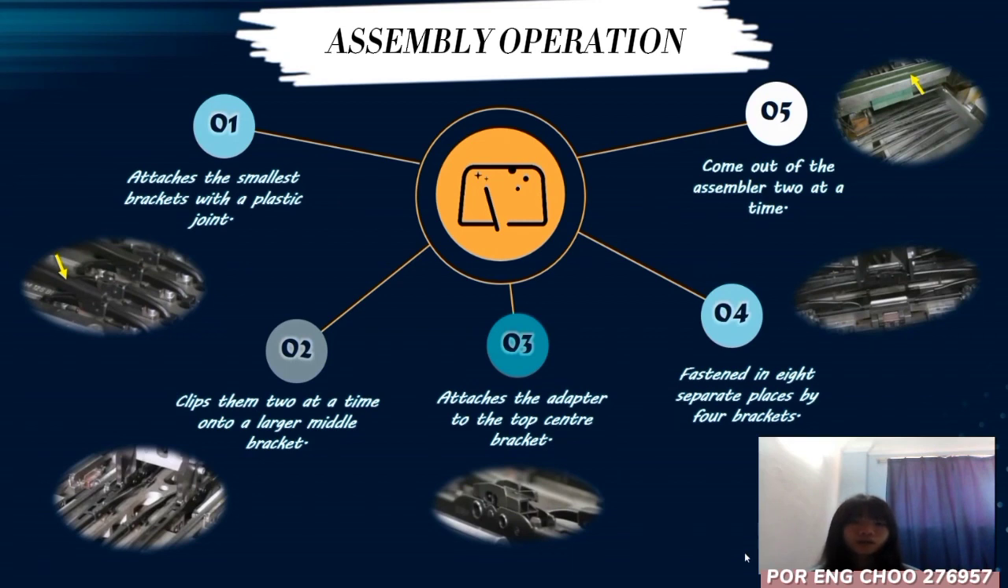Next, all the trays located on the assemble wiper section come together while the machine proceeds with a final assembly. In this stage, the wiper blade is fastened in 8 separate places by 4 brackets connected by joints that branch out from the main center bracket. This design allows for a full range of wiper movement while applying pressure to the entire blade. At the end of the operation, a complete wiper will come out of the assembler two at a time. So these are all the sequence of the assembly operation. Next, I will pass it to the next presenter.